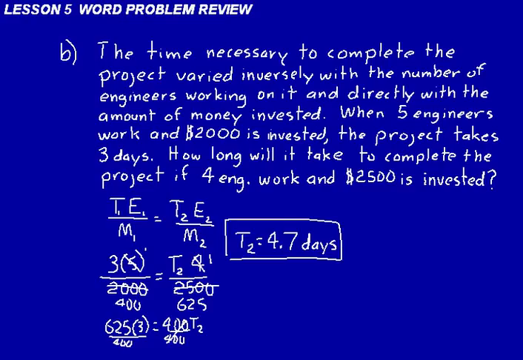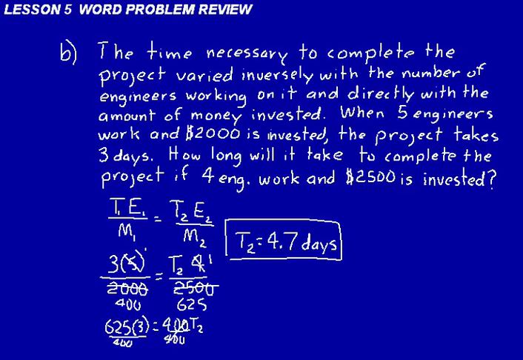It would take 4.7 days to complete the project, assuming that rate is constant, if you had 4 engineers and $2,500 invested. Now think about whether that answer made sense or not. The time necessary to complete the project varied inversely with the number of engineers working on it. So that means as the number of engineers decreased, like it did in this case, went from 5 to 4, the time would increase, because as one goes down, the other goes up. Our time did increase, that makes sense.